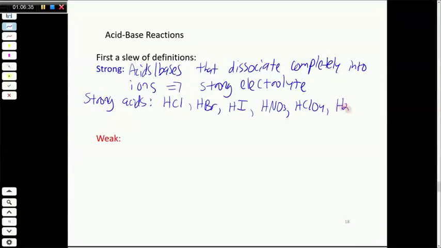And then the last strong acid is sulfuric, H2SO4. Alright, so you'll need to remember these 6 strong acids and be able to recognize them. There are others, but we won't worry about them in this course. And then strong bases, the only strong bases we have are the soluble hydroxide compounds.